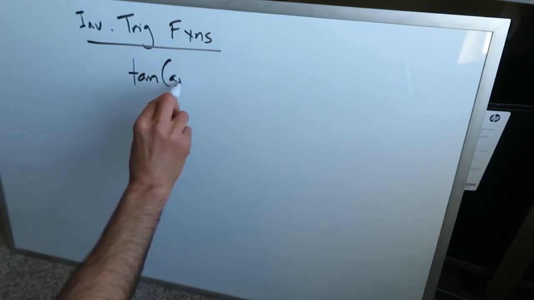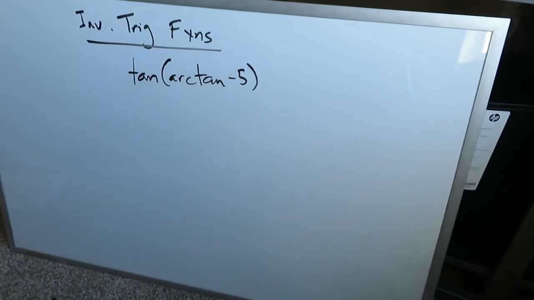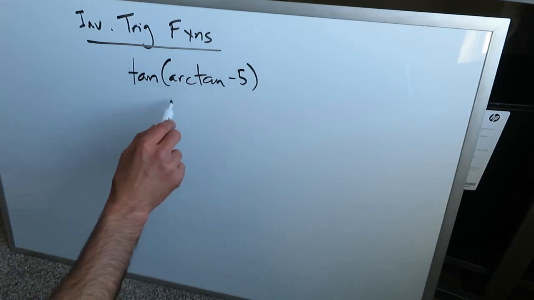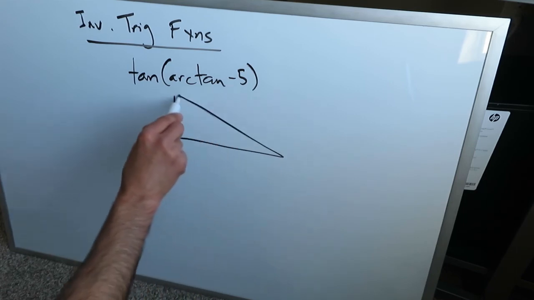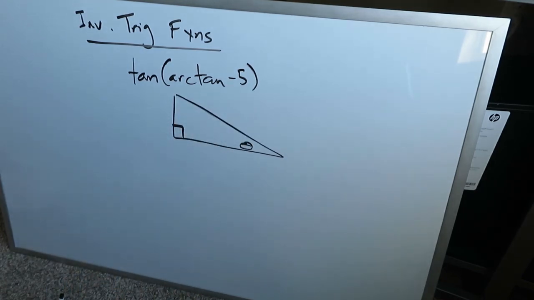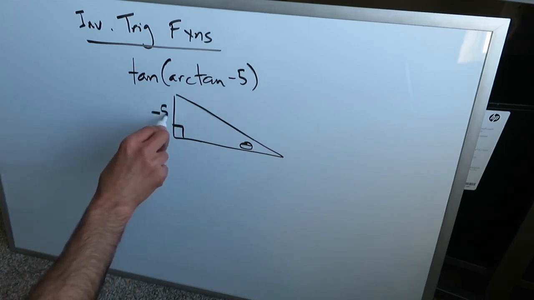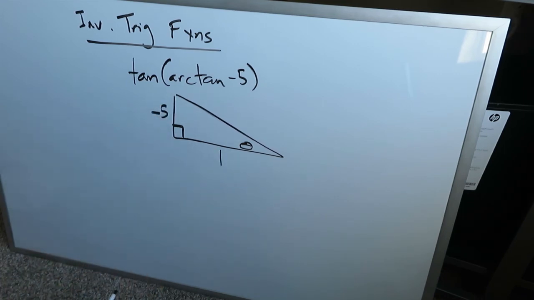Tangent of arctan -5. Looks a little complicated, but it isn't. Think about this again in terms of a right triangle. Draw your theta. Look at the definition of tangent, arctangent. What's your definition of tan? You know what it is. It's opposite over adjacent. Let's just put a -5 and let's put a 1 over here.